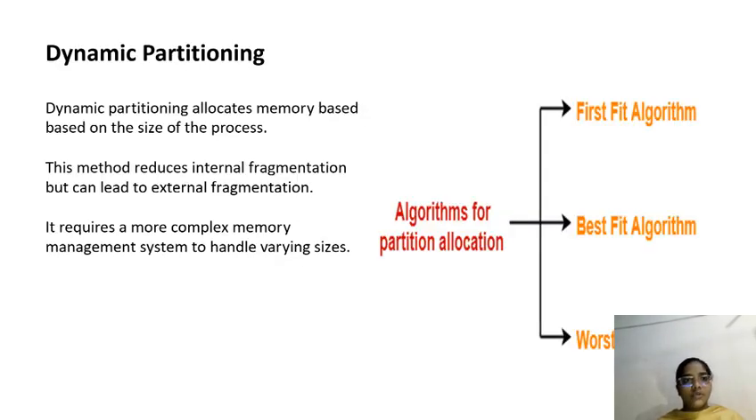Next, I'm going to explain dynamic partitioning. First of all, algorithms for partition allocation are divided into three types: first fit algorithm, best fit algorithm, and worst fit algorithm. Dynamic partitioning allocates memory based on the size of the process. This method reduces internal fragmentation but can lead to external fragmentation. It requires more complex memory management to handle varying sizes.